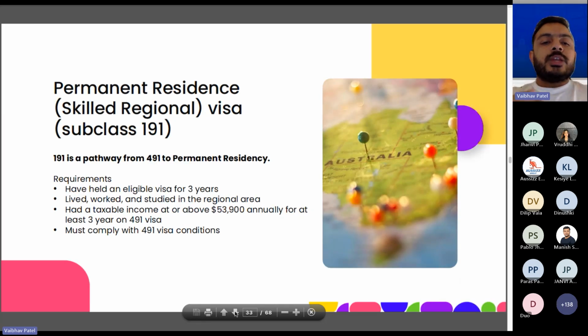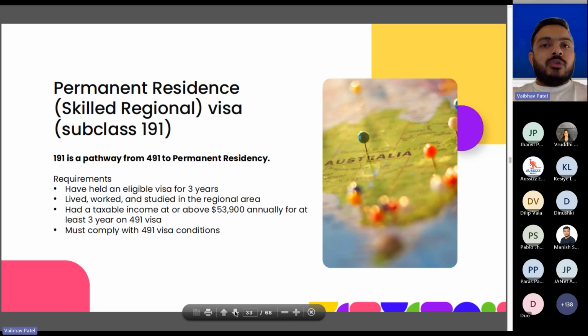You work with your company for at least 3 years, and then you can apply for a subclass 191 visa. So subclass 191 is a pathway from 491 or 494 to a permanent visa. You must have held either a 491 or a 494 visa for at least 3 years. You must have lived, worked, and studied only in regional area for that 3 years. The taxable income requirement was there, that's why I've kept it there, but it is no longer applicable. So that requirement is no longer there.